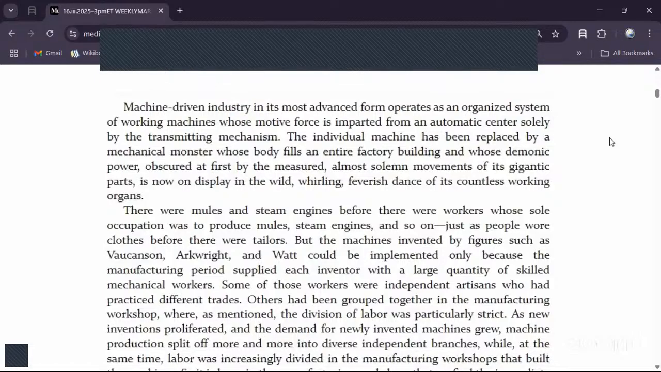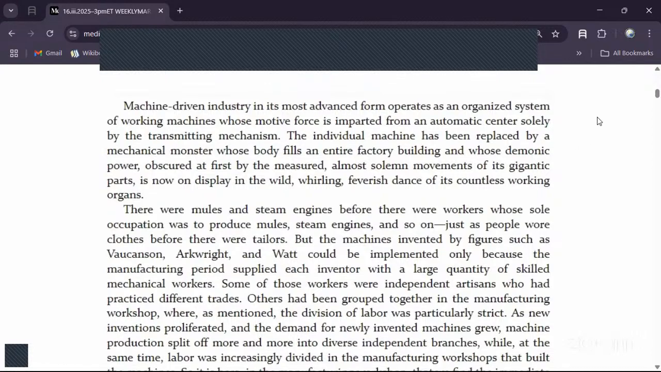Machine-driven industry in its most advanced form operates as an organized system of working machines whose motive force is imparted from an automatic center solely by the transmitting mechanism. The individual machine has been replaced by a mechanical monster whose body fills an entire factory building and whose demonic power, obscured at first by the measured, almost solemn movements of its gigantic parts, is now on display in the wild, whirling, feverish dance of its countless working organs.